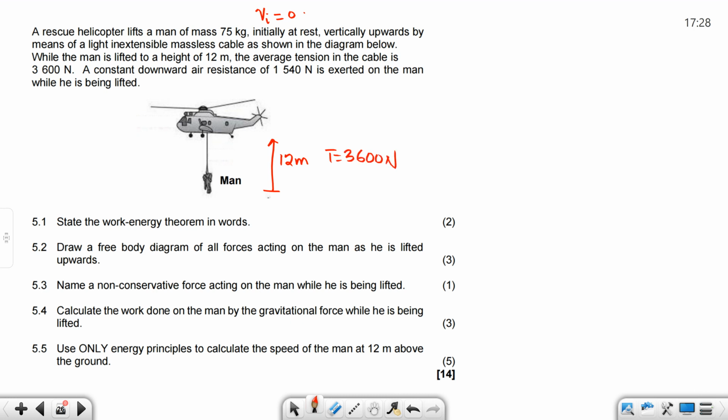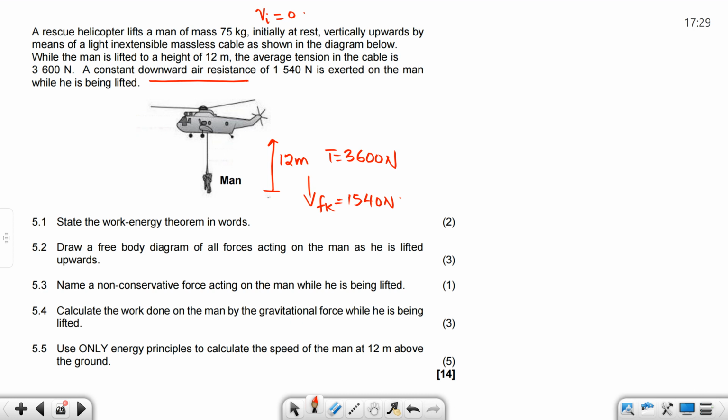A constant downward air resistance. Makes sense. Why is it downward? Because the man is being lifted upward. So friction is always against the direction of motion. So can we say our air friction therefore is what? 1540 newtons is exerted on the man when he is lifted.